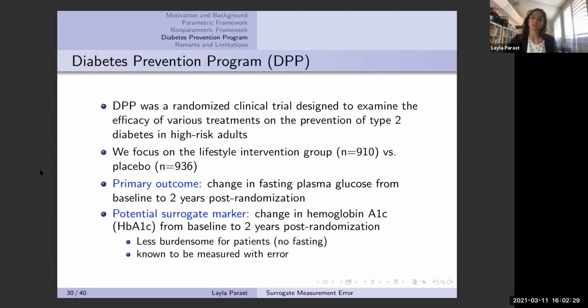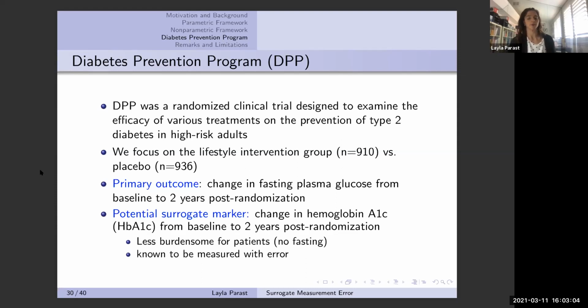I'm going to illustrate these using data from the Diabetes Prevention Program. This was a randomized clinical trial designed to examine the efficacy of various treatments on the prevention of type 2 diabetes in high-risk adults. We focus on the lifestyle intervention group versus the placebo group. The primary outcome is change in fasting plasma glucose from baseline to 2 years post-randomization, and the potential surrogate marker of interest is the change in hemoglobin A1C from baseline to 2 years.